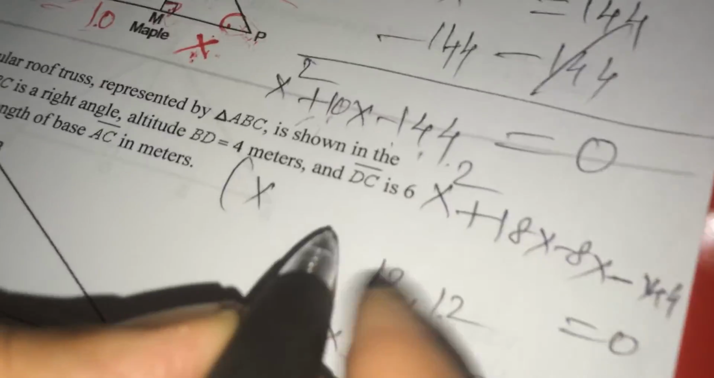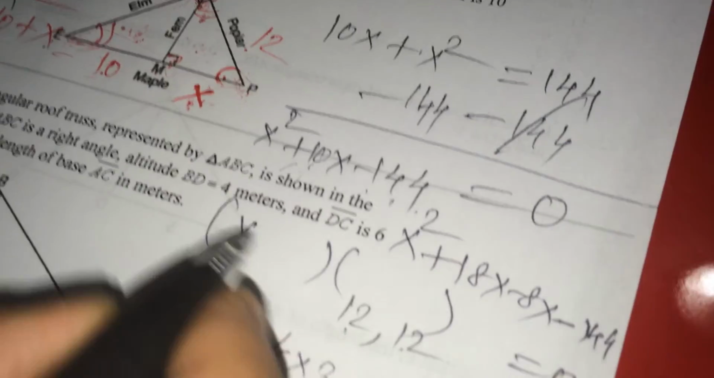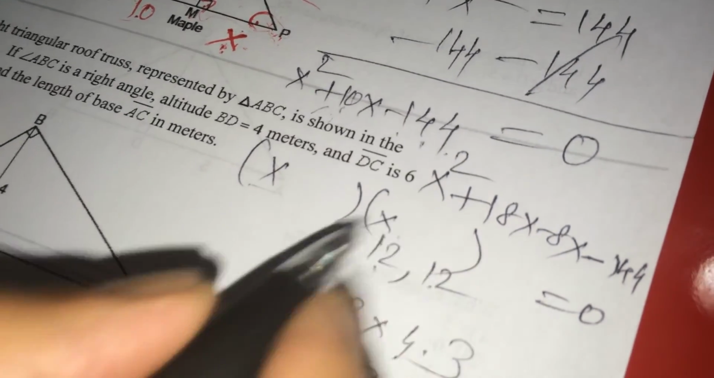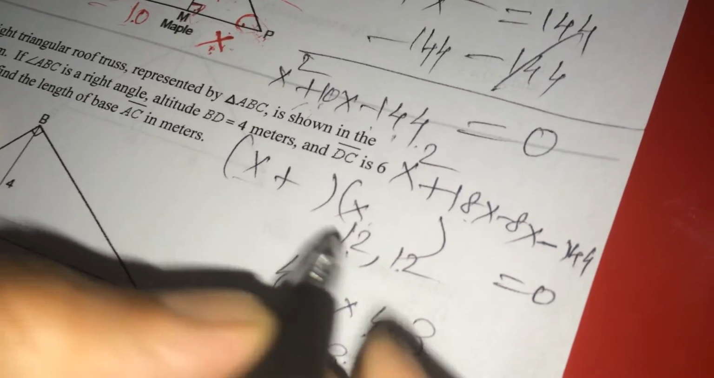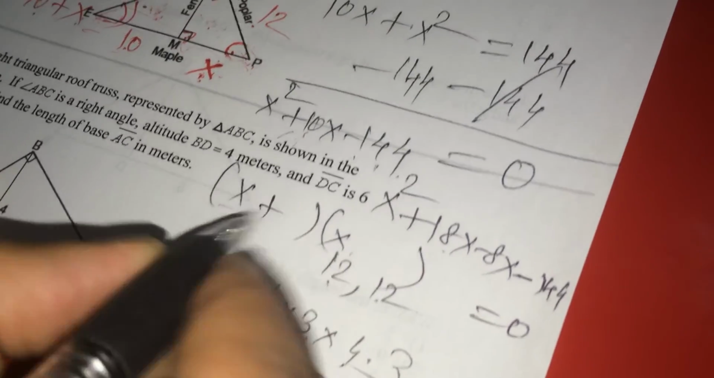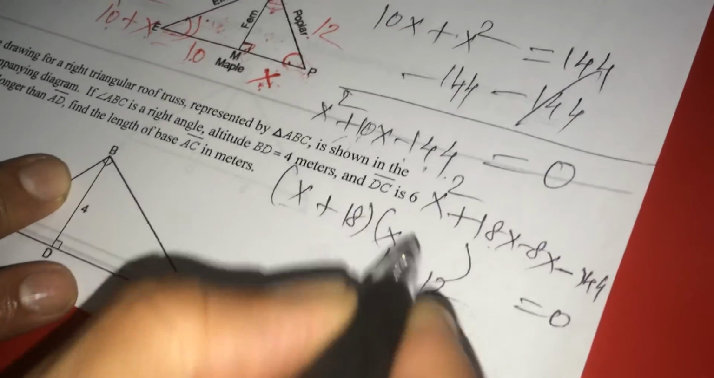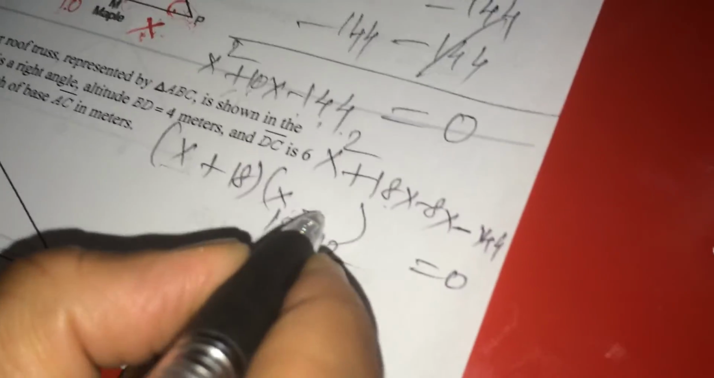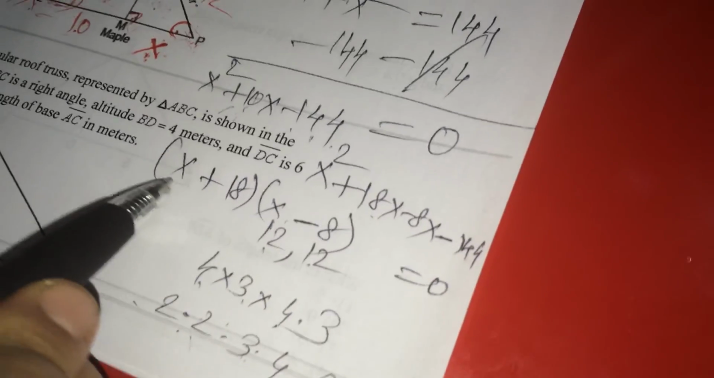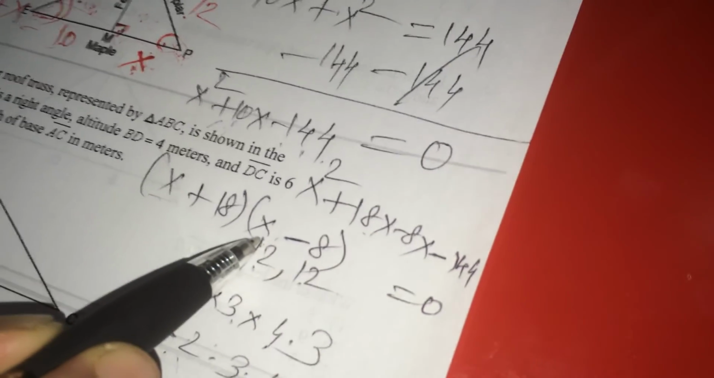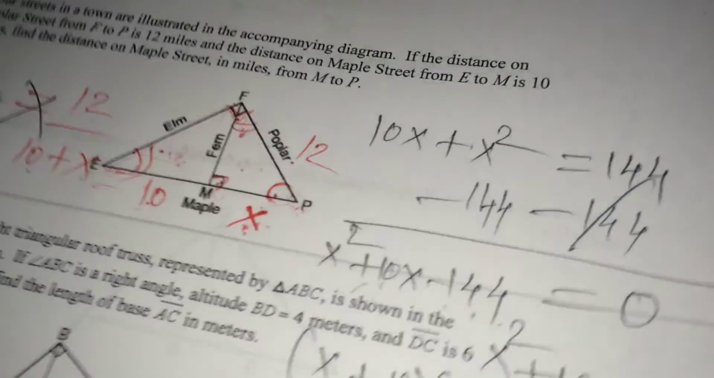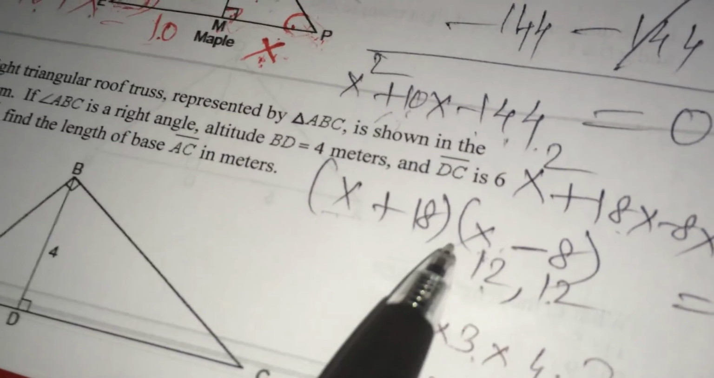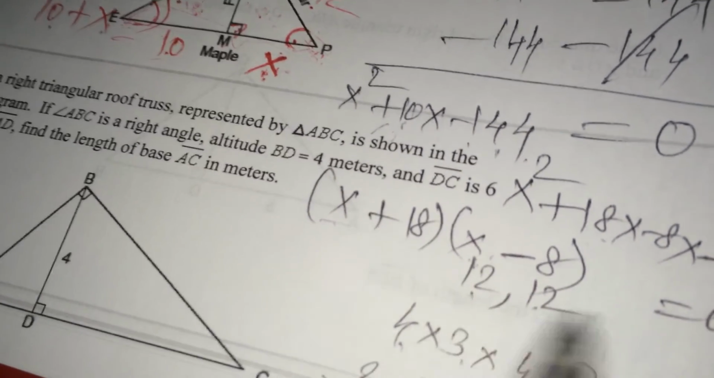Now I can write the first factor like this, second factor like this. X and x. X times x is x square. To get 18, x plus, this can be written as 18 here, and this is minus 8. If you see, x square plus 18x minus 8x plus 10x and minus 144.